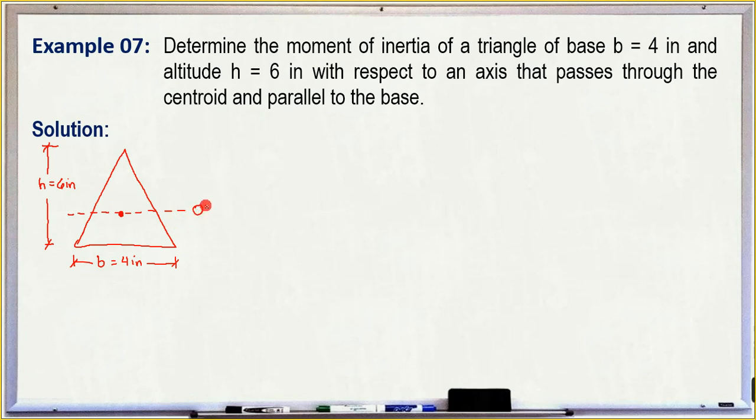Now next, it says here that the axis being sought is with respect to an axis that passes through the centroid and parallel to the base. So this centroid O, and this O is parallel to the base. Let's say we call it axis B. Okay. So you might say, sir, the axis being sought is the centroidal axis, then we already know it.